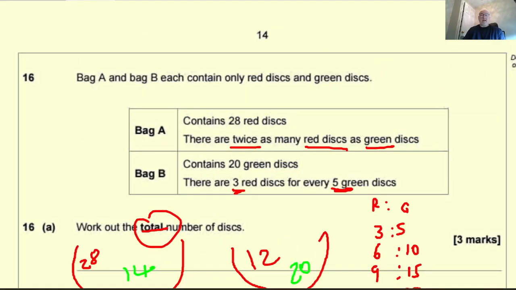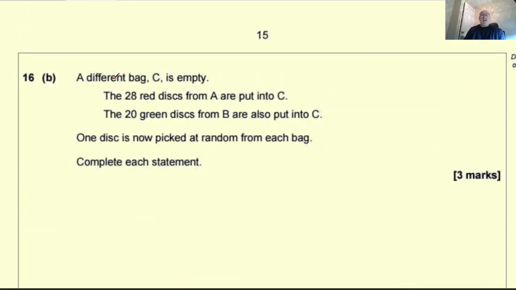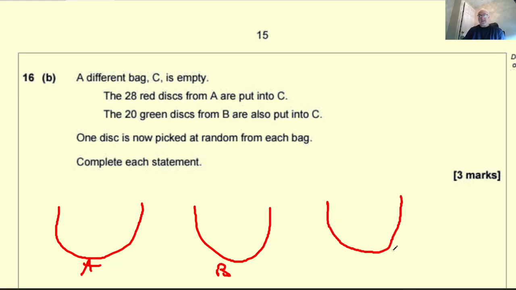So that's question 16A. That's suggesting that 16B is part of 16A. Right? So here's my bag A. Here's my bag B. And now I'm adding an extra bag C. So bag C is empty. The 28 discs that we had in here, I'm just going to write these ones in. Remember, we had 12, 28, we had 14, and we had 20. That's what we had from the part A question.